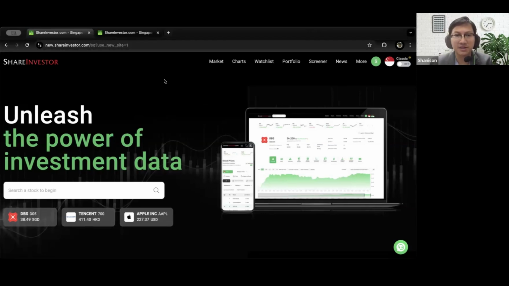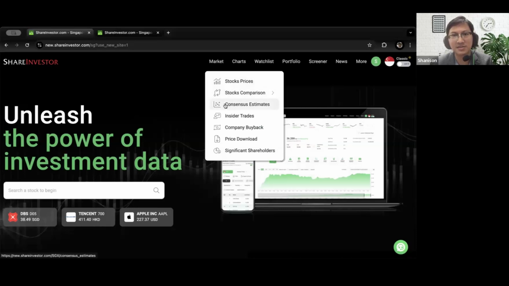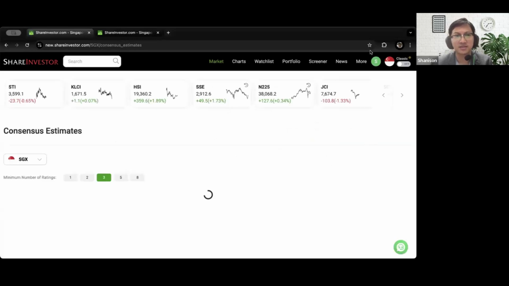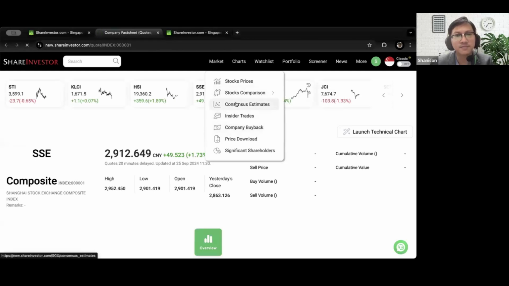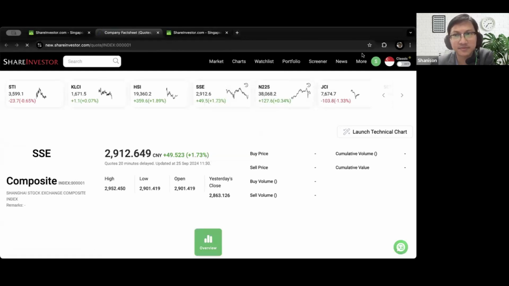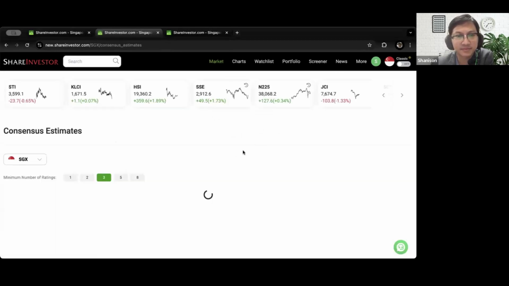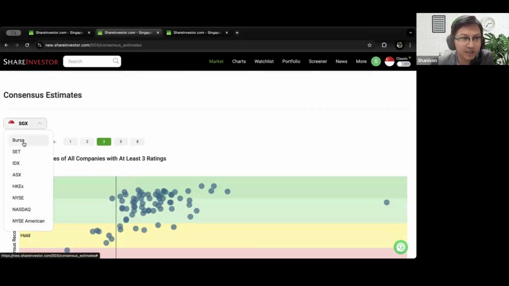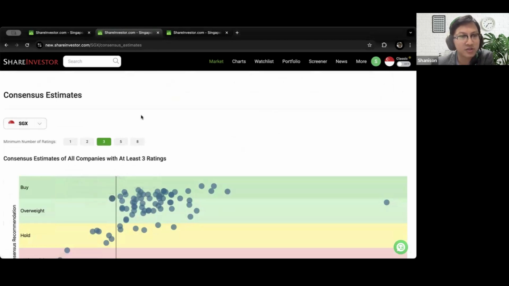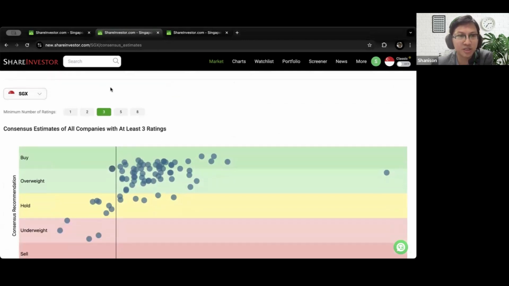So just now we were talking about consensus estimates. If you want to find out the overall market's consensus estimate, you go to Markets and there's this consensus estimates over here. Sorry, let me just click one more time, consensus estimate. Okay, so you can see these are the markets we cover: AJAX, Bursa, Thailand, Indonesia, Australia, US, right? So let's use AJAX as an example.